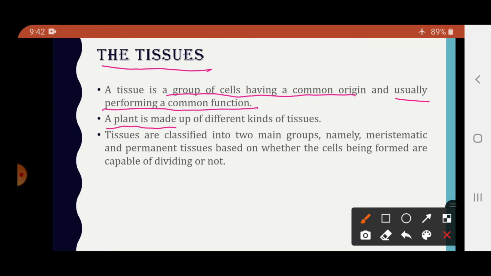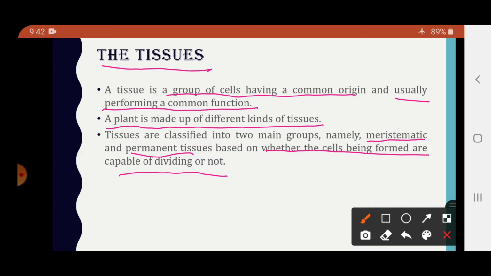A plant is made up of different kinds of tissues. Now when we talk about plants, the tissues are mainly categorized into two groups. The two groups are meristematic and permanent tissues. So basically plant tissues are broadly divided into two categories. One is the meristematic tissue and another one is the permanent tissue. Now students, this classification is based on whether the cells being formed are capable of dividing or not. Now see, this classification of plant tissue, in which two categories are they divided? Meristematic tissues and permanent tissues.